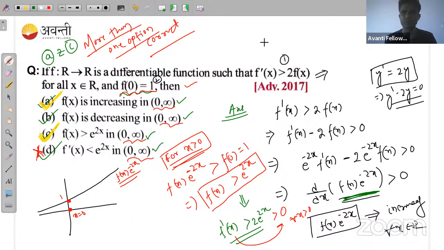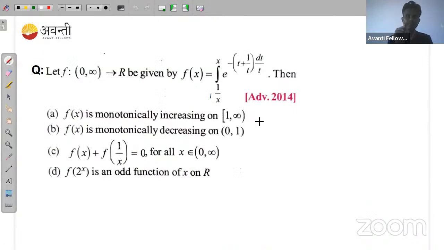Move to one more question. See this question. Actually, in advance you can see all these options are themselves a question. Like A, B, C, D, all are themselves individual questions. So that's why it's taking longer time. We have to validate each and every option as well. Here again, this is also more than one option.